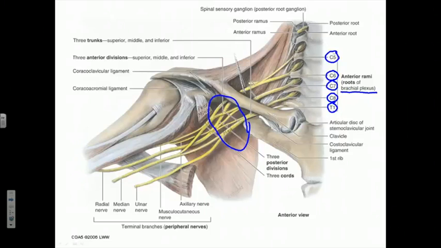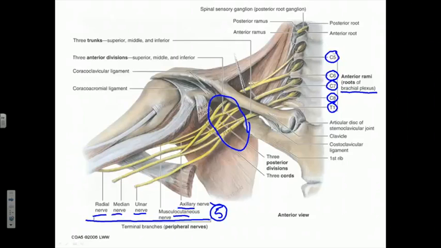But here's the net effect of the branching of the brachial plexus. What you see coming out of the brachial plexus are 5 terminal branches or peripheral nerves. And these 5 nerves, they are radial, median, ulnar, something called musculocutaneous, and something called the axillary. These 5 nerves will provide the bulk of the muscular and cutaneous innervation of muscles, skin, and joints in the upper limb.